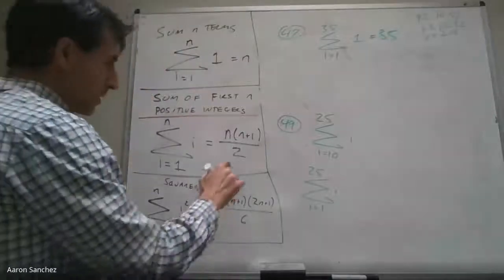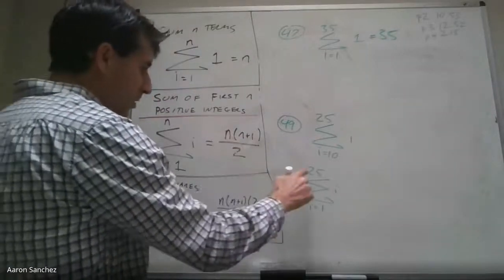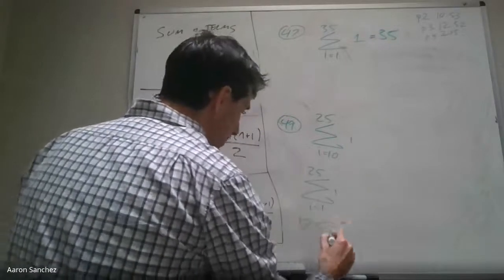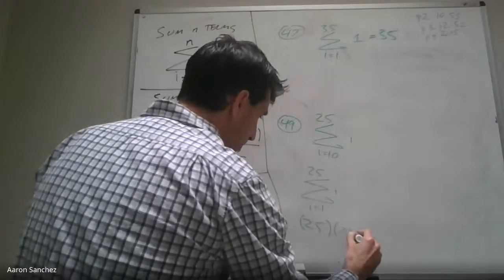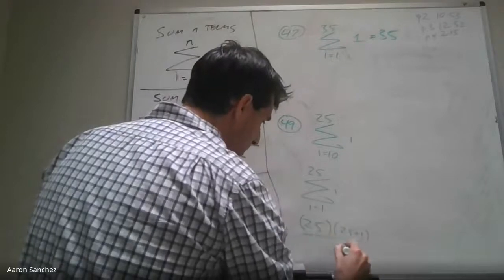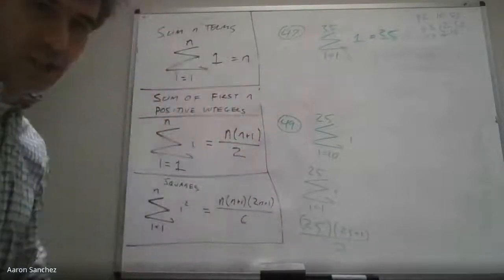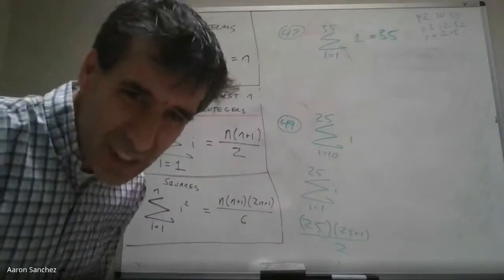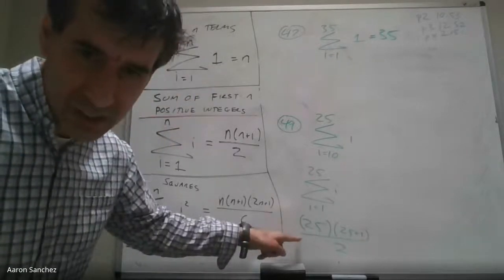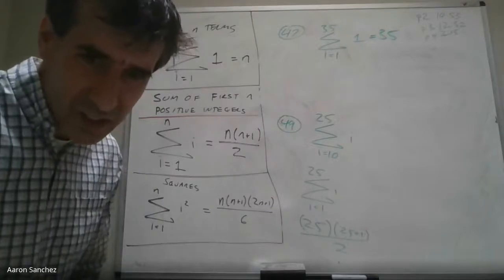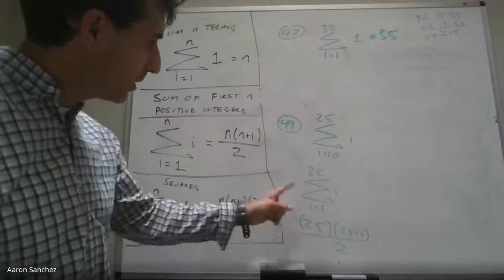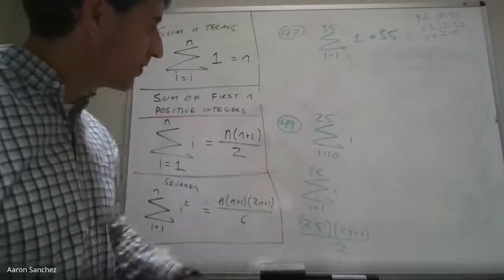So that's going to be n times n plus 1 divided by 2. 25 times 25 plus 1 divided by 2. Can you guys see that down there? Elise, can you see this down here? Yeah. Okay, cool. But I don't want 1 to 25. I want to go 10 to 25.